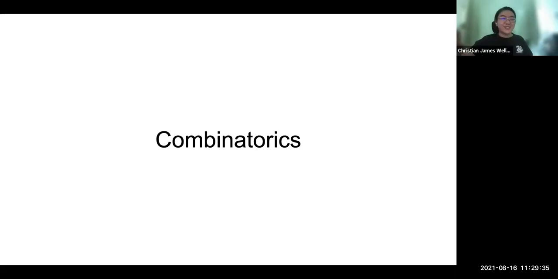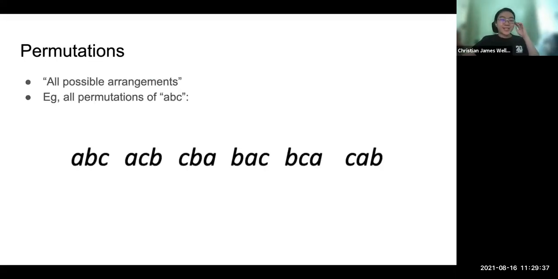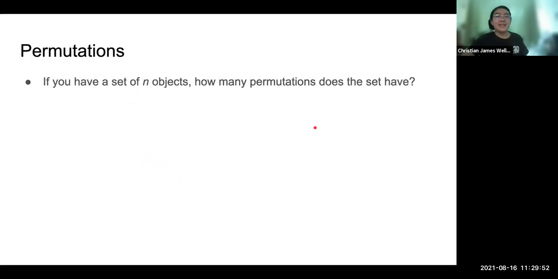Never mind. Combinatorics, let's go. So combinatorics, let's first talk about permutations. And I think by now you've seen permutations a lot, and just to refresh, it's all the possible arrangements, in layman's terms. So all permutations of A, B, C is such, okay? And let's say I have a set of n objects. How many permutations does that set have?